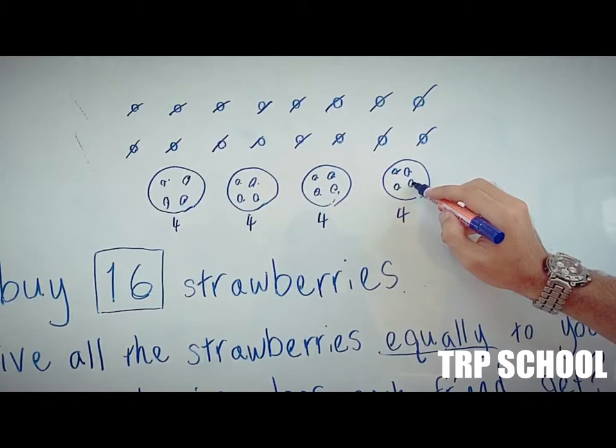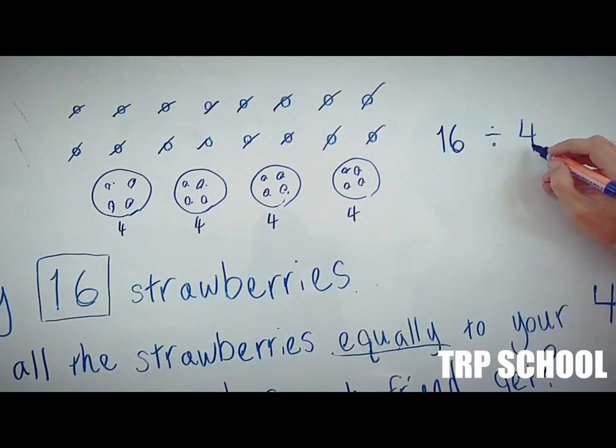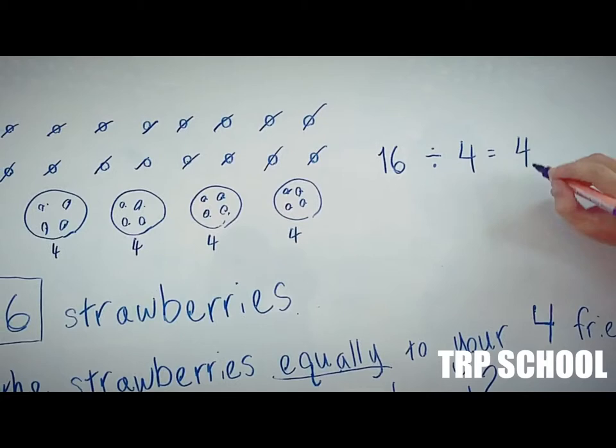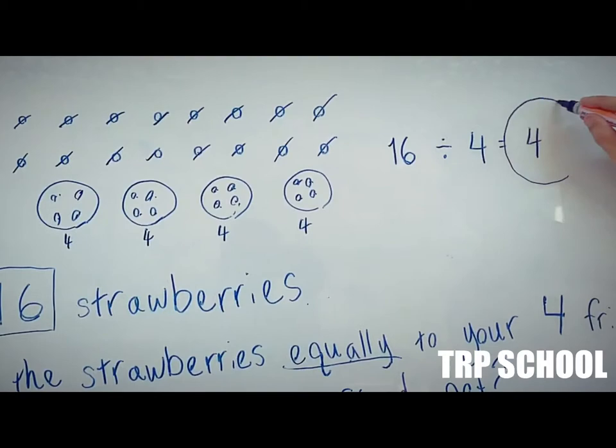All right, so I had 16 strawberries. I put them into 4 groups, or you could say I divided by 4, and that gives me 4 in each bag. 16 strawberries divided into 4 groups gives me 4 in each bag. So it looks like our answer is 4.